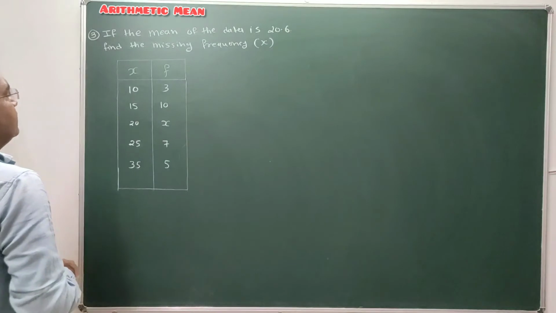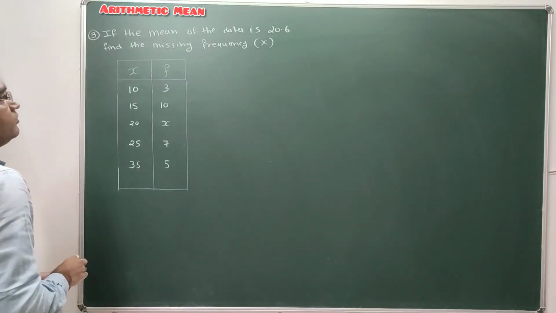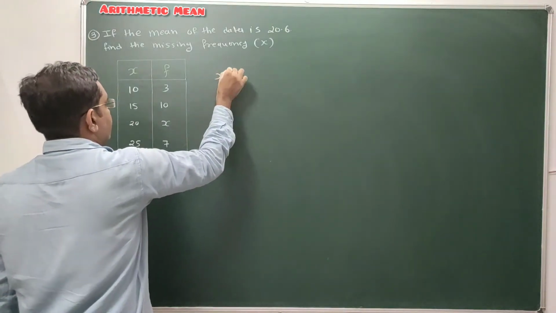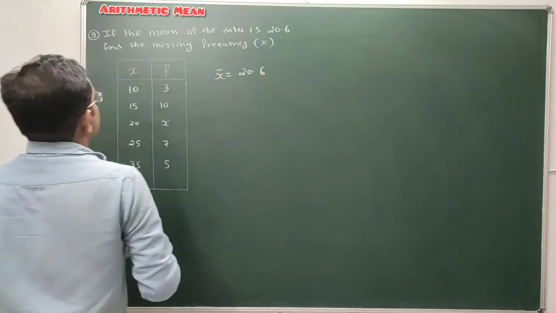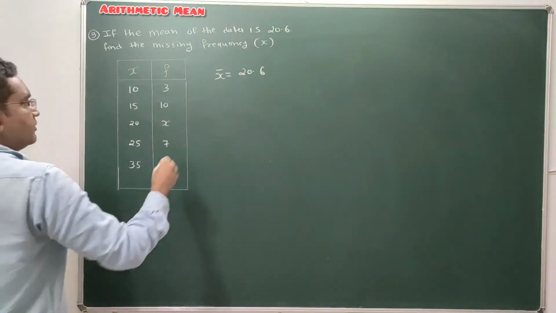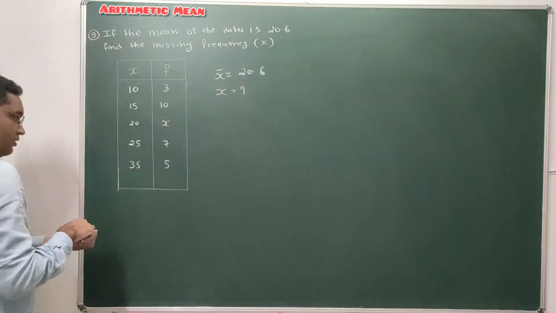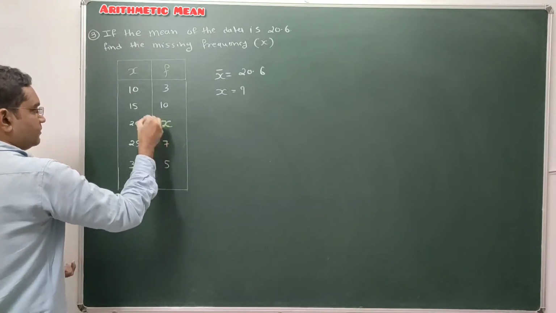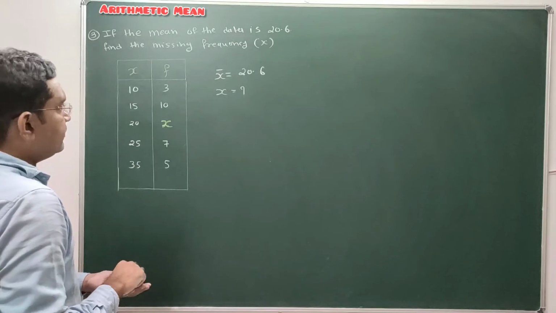Okay, now students, question number 3. If the mean of the given data is 20.6, here the mean of the given data x bar is 20.6. Find the missing frequency x. We have to find the missing frequency x. Where is our x? Our x is over here. Done. So here how can it be solved?